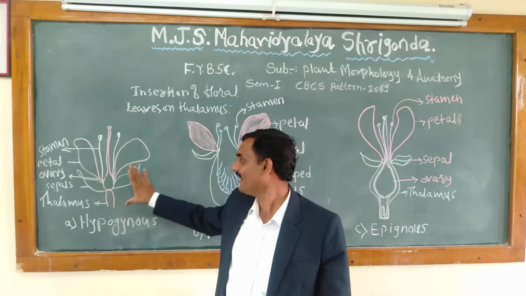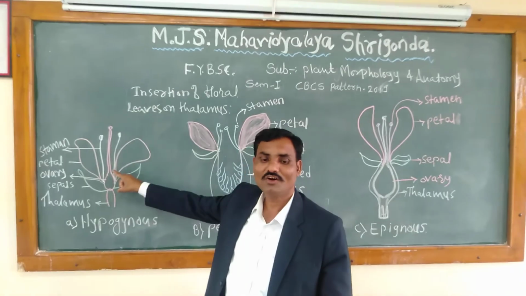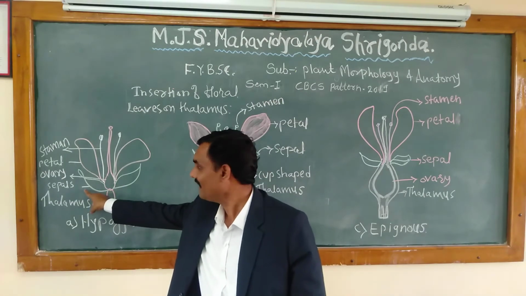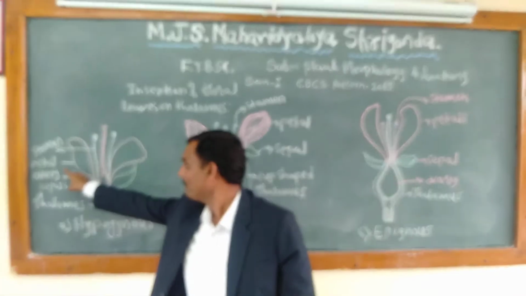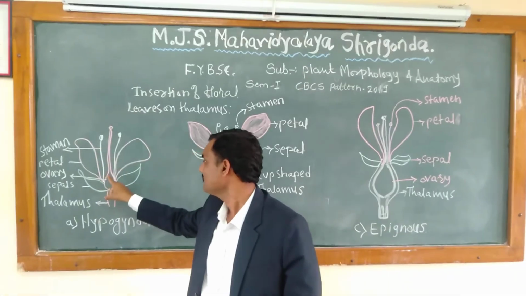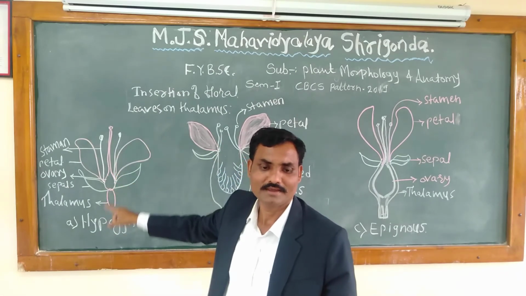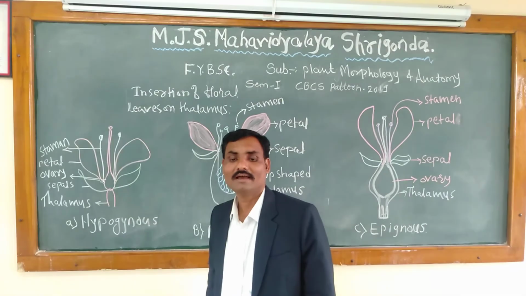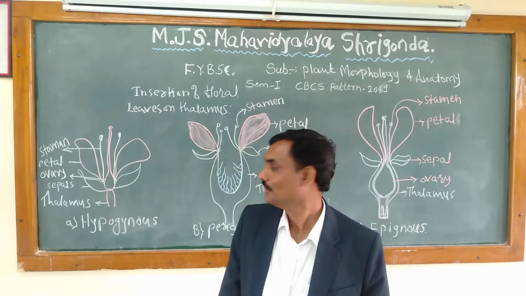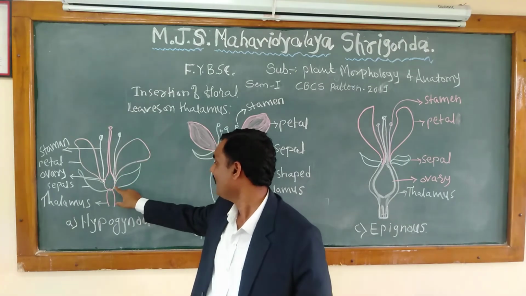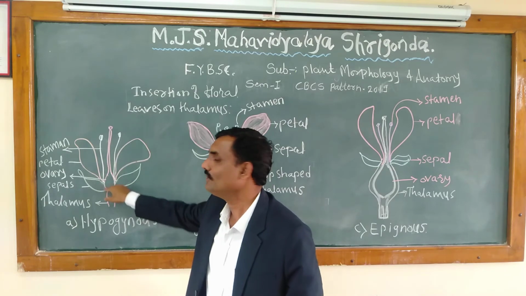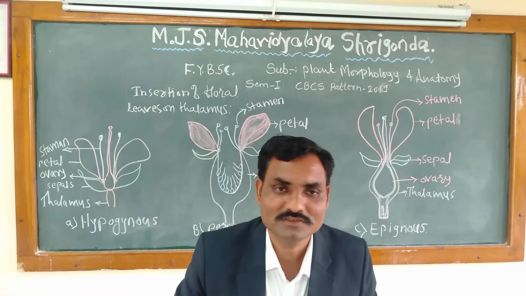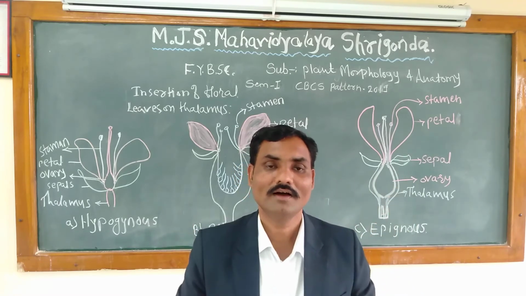Dear students, see this diagram. The ovary is present on the topmost position, and the other floral leaves, that is the calyx, that is called sepals, the corolla, that is called petals, and the androecium, that is stamens, are below. Gynoecium is on the topmost position of the thalamus, and calyx, corolla and androecium are inserted below the gynoecium. This is the gynoecium, and this is the below part. When we find this type of condition in a flower, that type of flower is called a hypogynous flower.